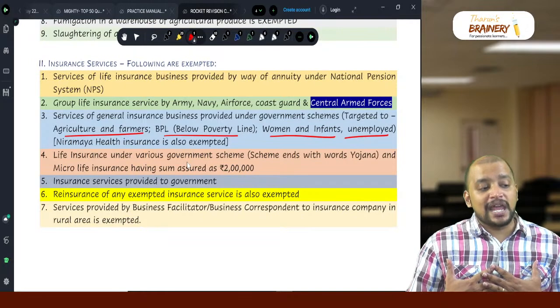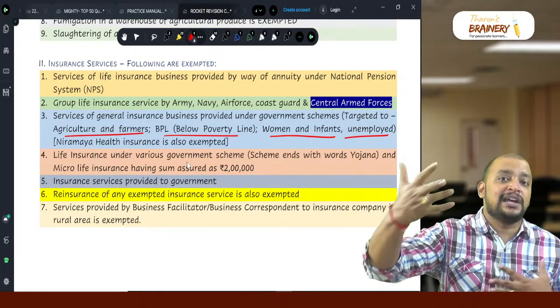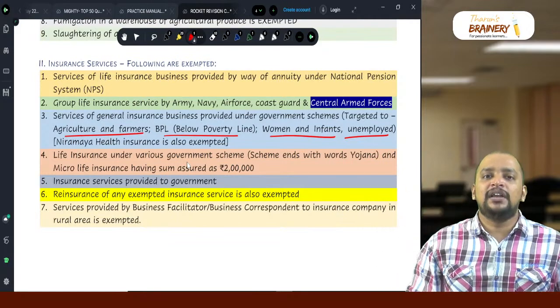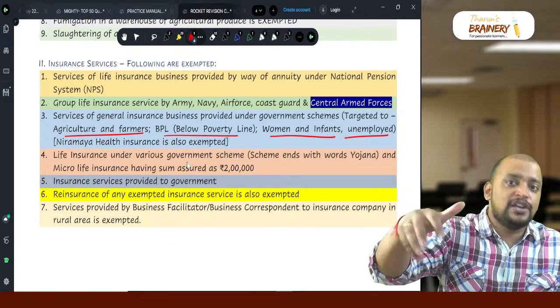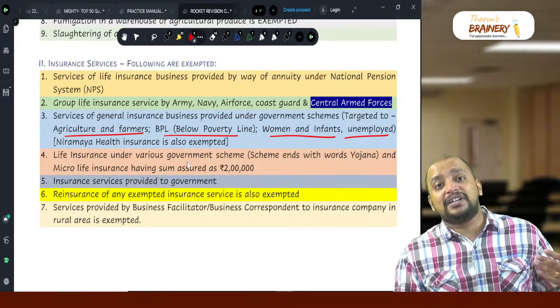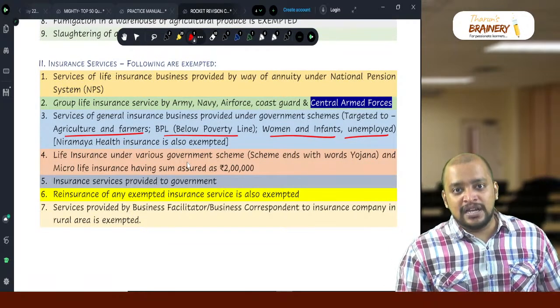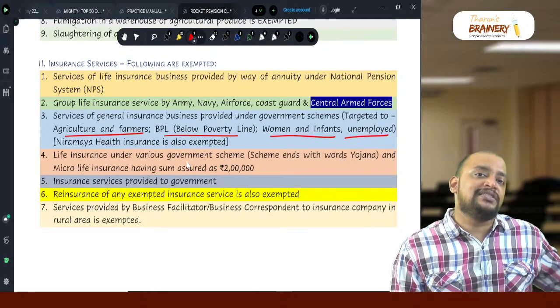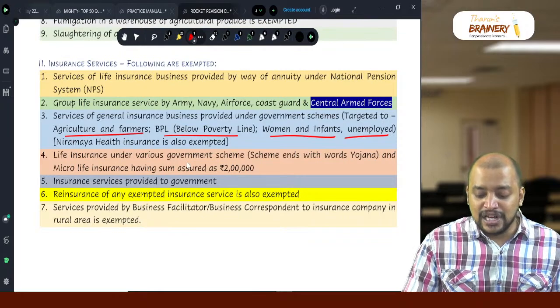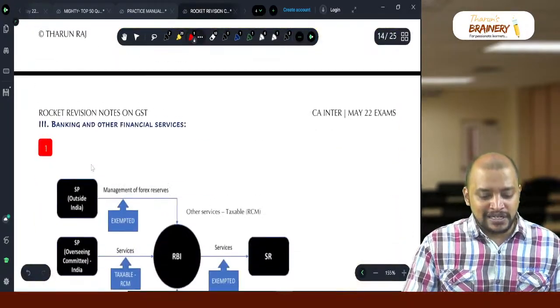Then when my main insurance service is exempted, my reinsurance is also exempted. Okay. For example, I'm providing insurance service to government. Now the premium collected is exempted. Now I will take reinsurance from another insurance company, for which I will share my premium with them. So the premium received by them is also exempted. That is this reinsurance. So this is about insurance services.